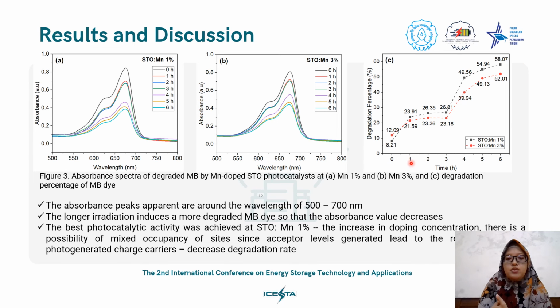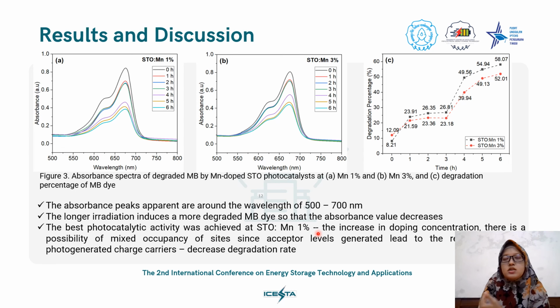Next, from figure 3C, we can see that at 0 hours irradiation, the degradation percentage of Mn-doped SrTiO3 3% is higher than 1%, but after 1 hour's irradiation until 6 hours irradiation, the degradation percentage of Mn-doped 1% is higher than 3%. So here we can conclude that the best photocatalytic activity is achieved at Mn-doped SrTiO3 1%.